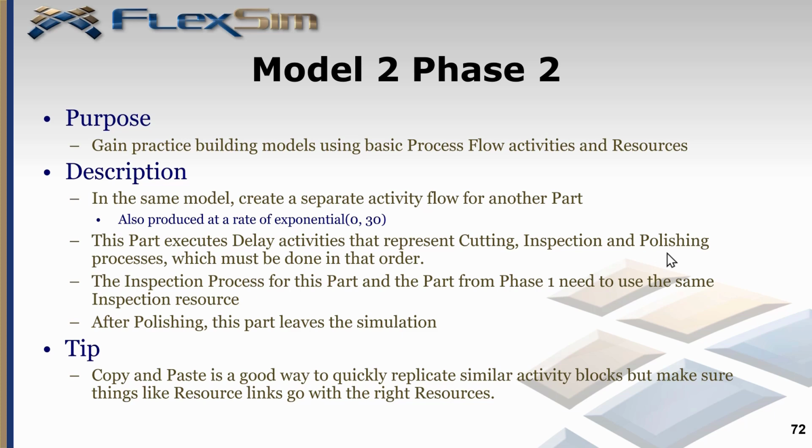This one you'll do cutting, inspection, and polishing processes, and they must be done in that order. The inspection process for this part and the part from phase 1 need to use the same inspection resource. After polishing, this part leaves the simulation. The tip is to use copy and paste. It's a good way to quickly replicate similar activity blocks, but make sure things like resource links go with the right resources. Okay, it's now time for you to try to build this model on your own.